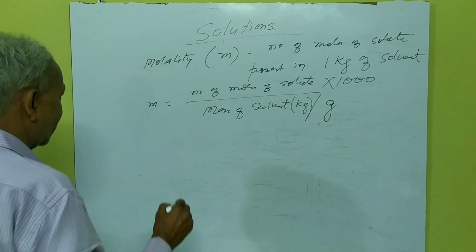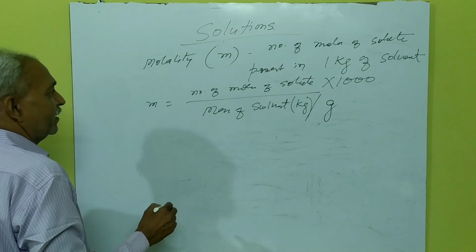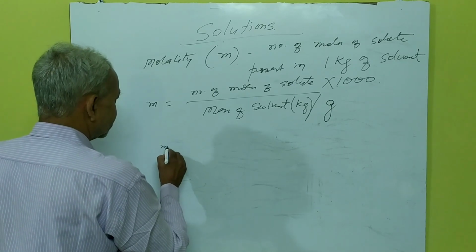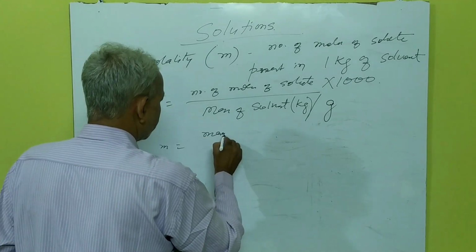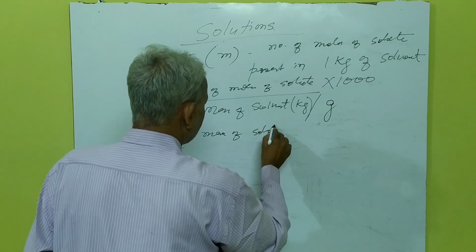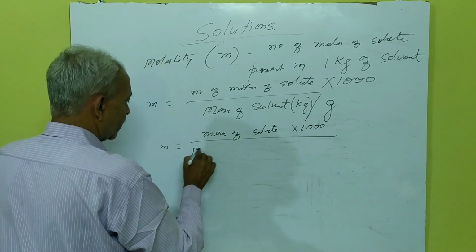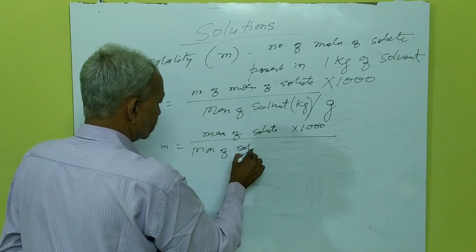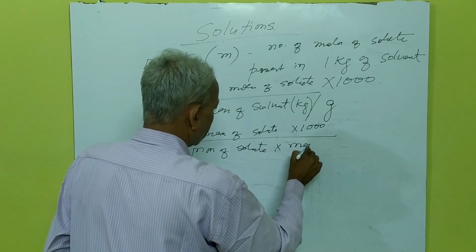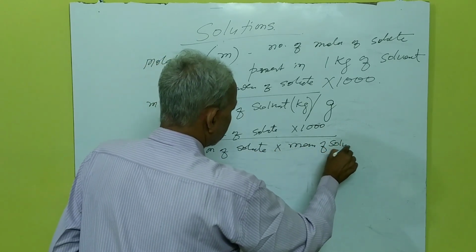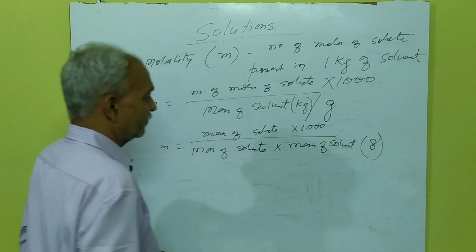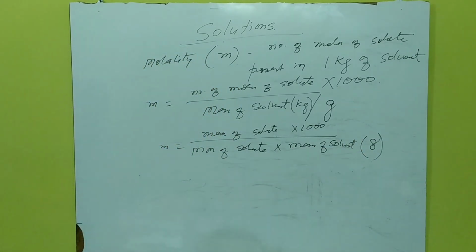In the similar way as you have defined in terms of molarity, molality also may be represented as mass of solute into 1000 divided by molar mass of solute into mass of solvent in gram. So that is the simple definition again of molality: mass of solute into 1000 divided by molar mass of solute into mass of solvent, right?